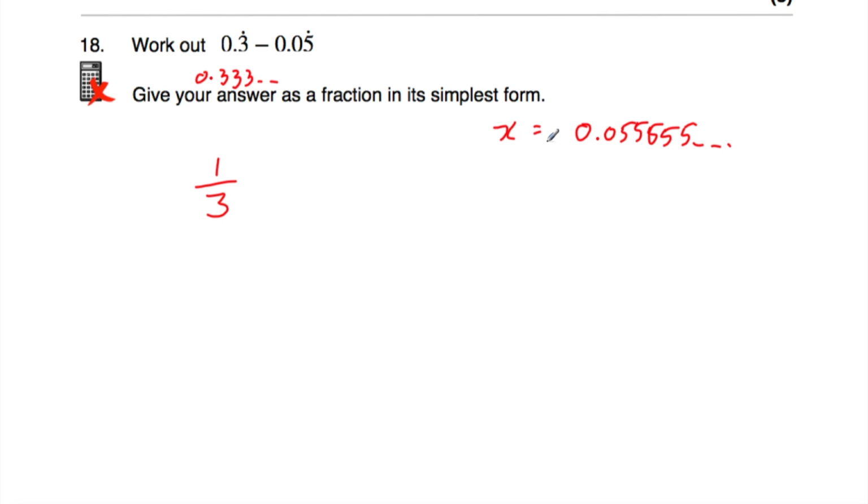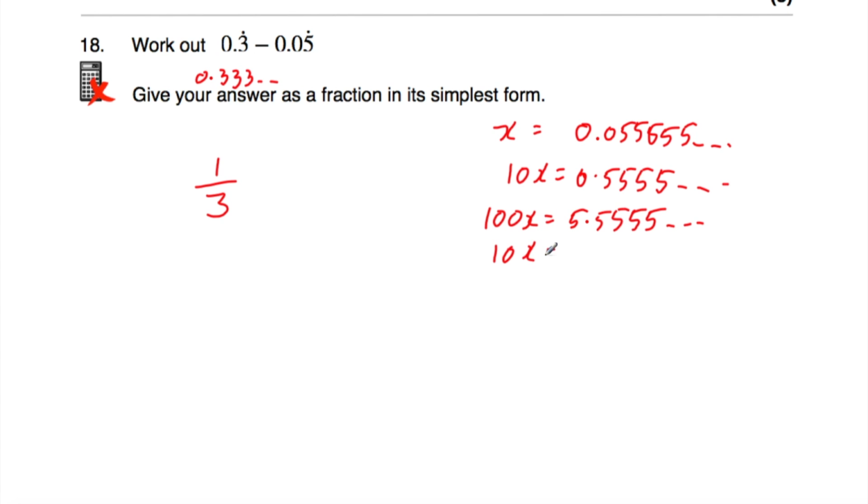So we want to change that into a fraction, so let's times both sides by 10, so 10x is equal to 0.5555 and so on. So that's 10x, and that's great because we've got the recurring bit after the decimal point. Now let's times by 10 again, so that'll be 100x is equal to 5.5555 and so on. So we've got 10x is equal to 0.555, we've got 100x equal to 5.5555 and so on. So let's write that beneath the 10x and let's take them away.